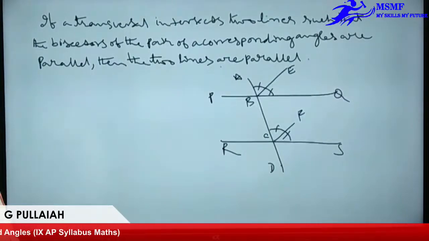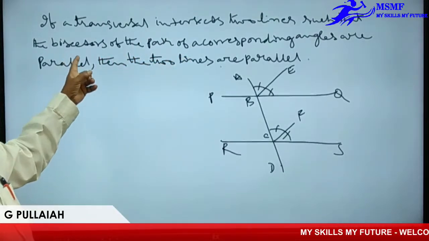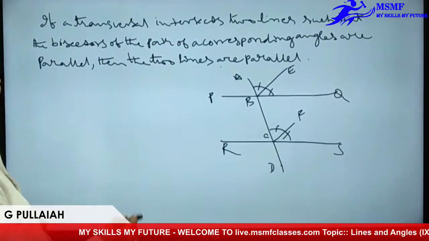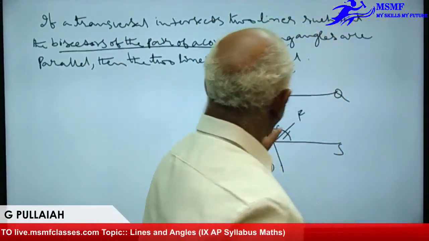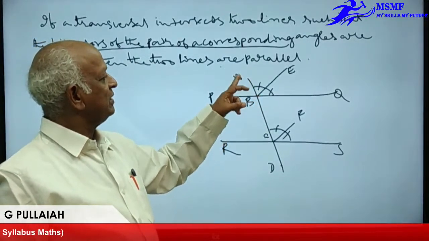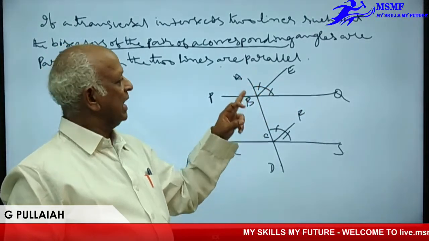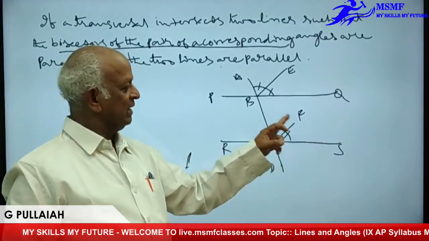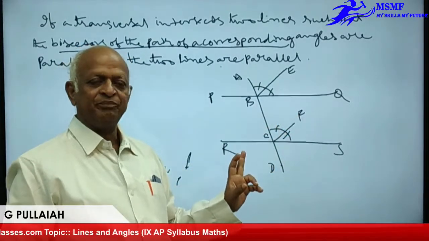So now observe very carefully. If a transversal intersects two lines such that the bisectors of the pair of the corresponding angles... Here you can observe BE is the bisector of angle ABQ. And for this ABQ, BCS is the corresponding angle. For this BCS, CF is the bisector. Clear?